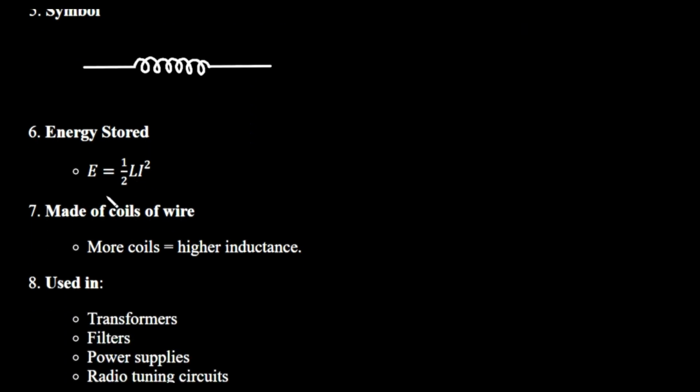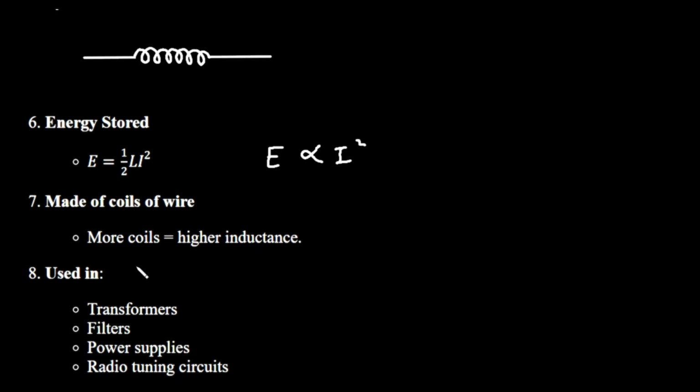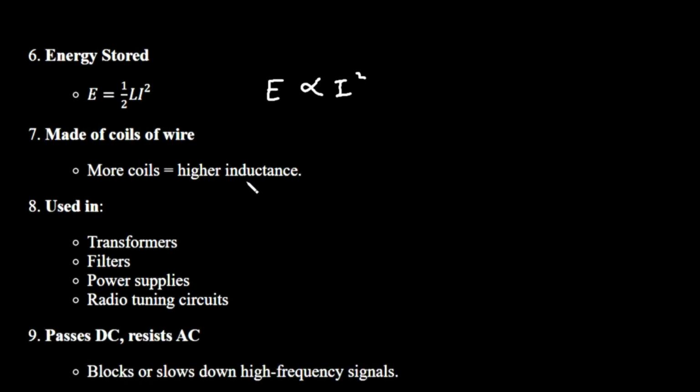6. Energy stored. We know an inductor stores energy, but how much? The formula for this is E equals 1/2 * L * I squared. Here, E is the energy stored, in joules, L is the inductance, and I is the current flowing through it at that moment. Notice that the energy is proportional to the square of the current, so doubling the current quadruples the stored energy. 7. Made of coils of wire. This is its physical construction. A simple rule of thumb is that more coils, or more turns of the wire, generally results in a higher inductance.